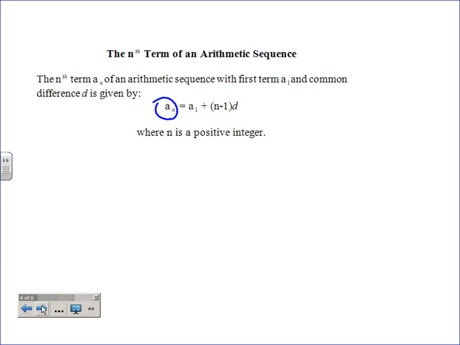Maybe it's the 10th term, maybe it's the 7th term, maybe it's the 100th term, who knows, but it's one of the terms. A sub 1 is quite simply the first term. N is which number do you want? Do you want the 100th term? Well, then you're going to make n 100. Do you want the 7th term? Then make n 7. D you should already know.